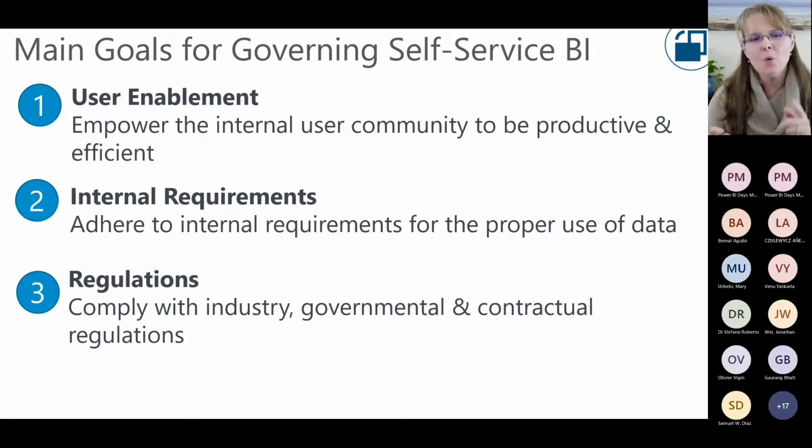The number one goal is, how do we let people be productive and efficient within the guardrails? And that's number 2 and 3, right? How do we adhere to our requirements for the proper use of data and comply with whatever regulations that we need to comply with? But if we're really transparent on what people are allowed to do, why, and how, that transparency just helps them have a better experience.